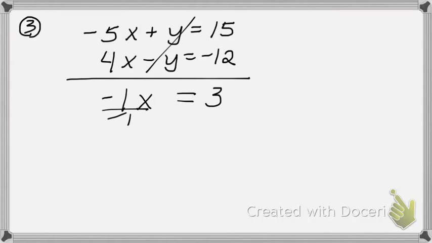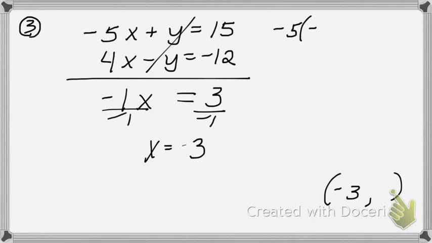Now divide by negative 1. And x equals negative 3. So there is the first coordinate of the intersecting point, negative 3. Now comes the part where it's a little bit longer, not harder, but longer. Now pick either equation 1 or equation 2 and solve for y. I'll just pick the first equation, just a creature of habit. So negative 5 times negative 3 plus y equals 15. See, negative 3 times negative 5 is positive 15, plus y equals 15.